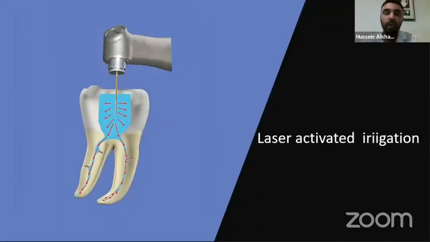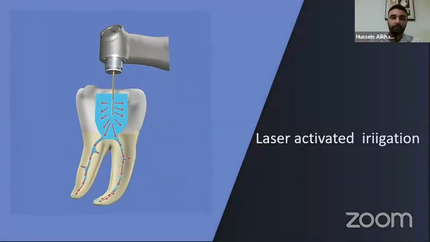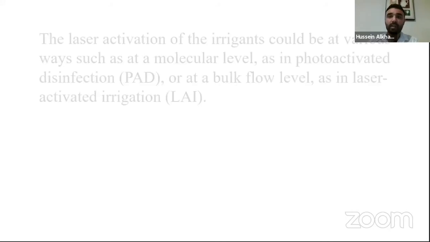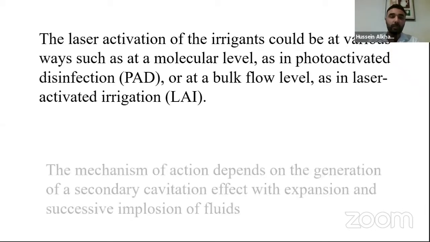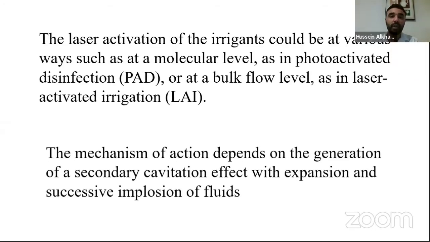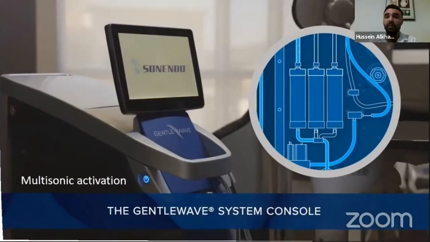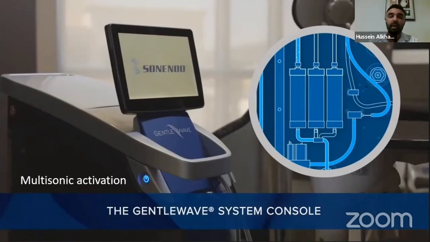Laser activated irrigation is another category of the activation of irrigation solution. Laser activation could be in various ways, such as at molecular level, as in photoactivated disinfection, or at bulk flow level, as in laser activated irrigation. The mechanism of action depends on the generation of a secondary cavitation effect with expansion and successive impulsion of a fluid. There are various types of laser that can be used in activation, and all of them showed a promising and good result in solutions activation.